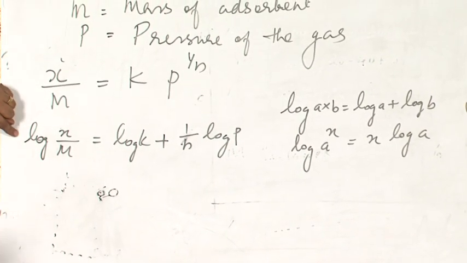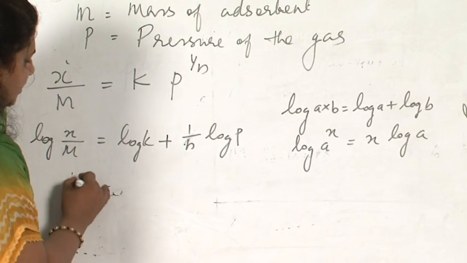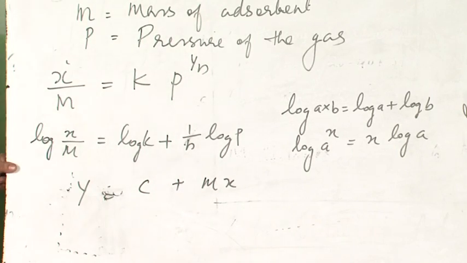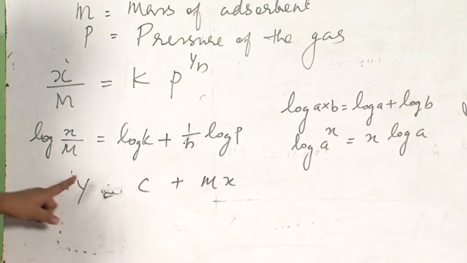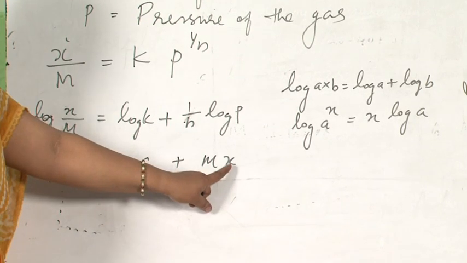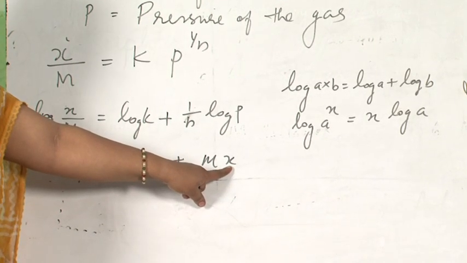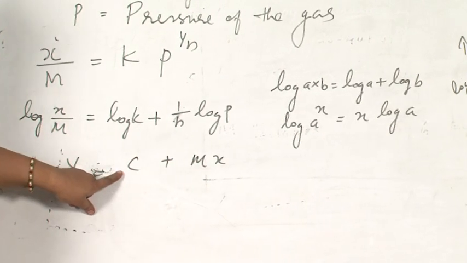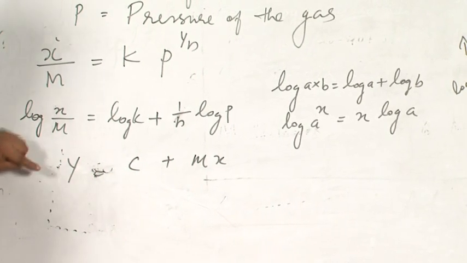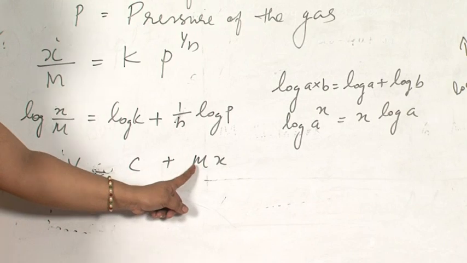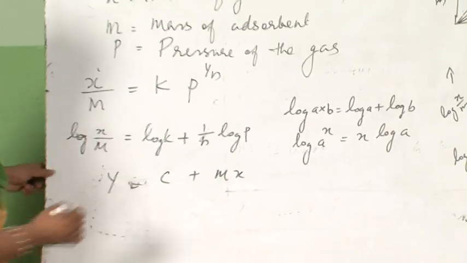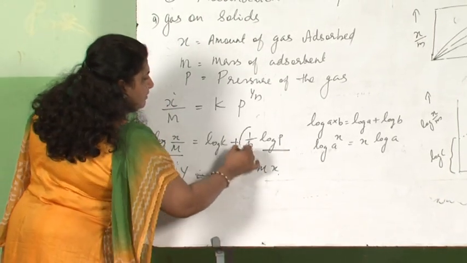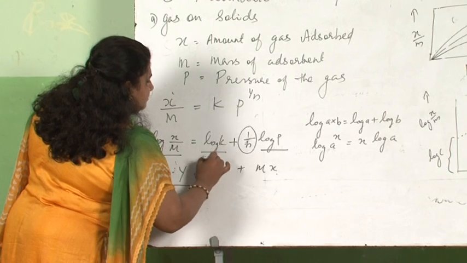This is the equation of a straight line. We can interpret it as the equation of a straight line, that is y is equal to mx plus c. When we plot y versus x, we will have a line having slope m and intercept c. This you studied in maths. Corresponding to y we have log x by m, corresponding to x we have log p. So the slope will be 1 by n, intercept will be log k.